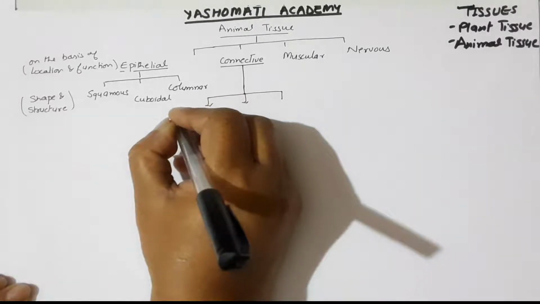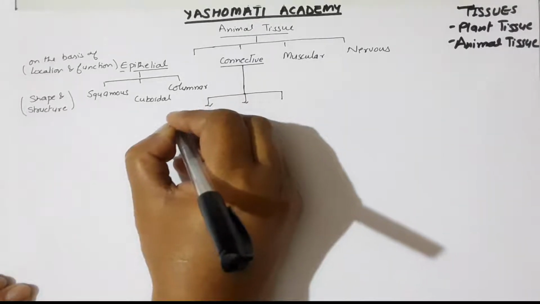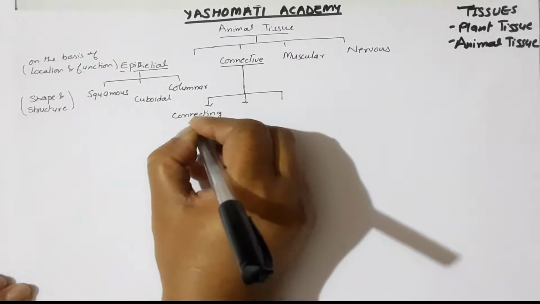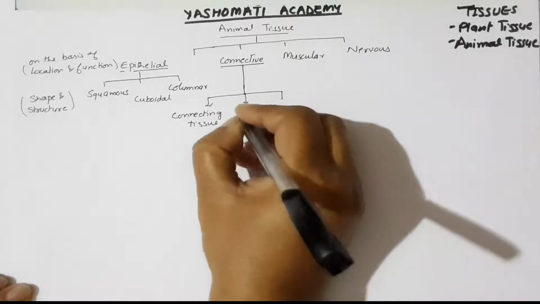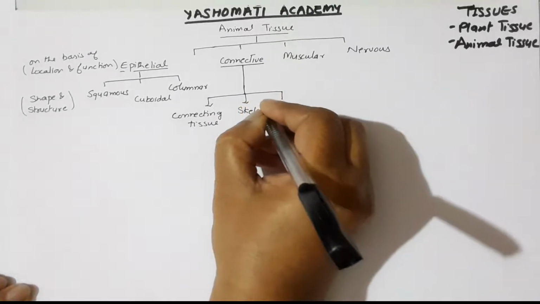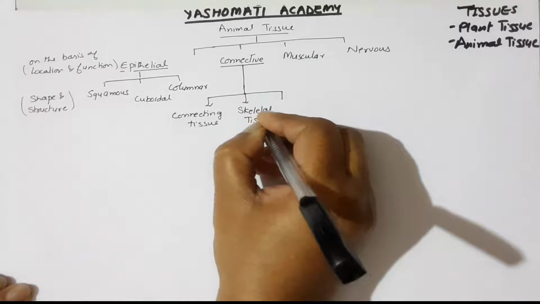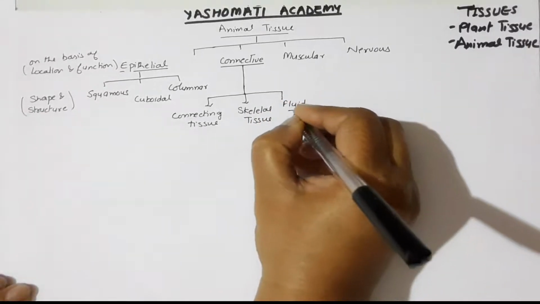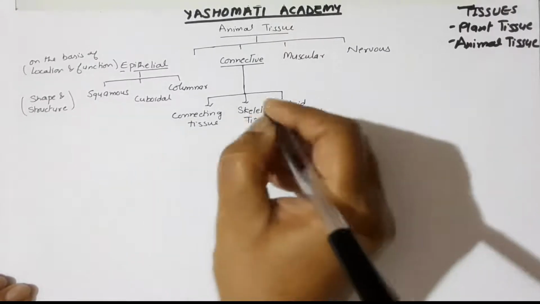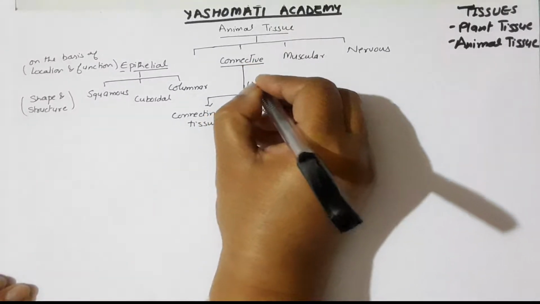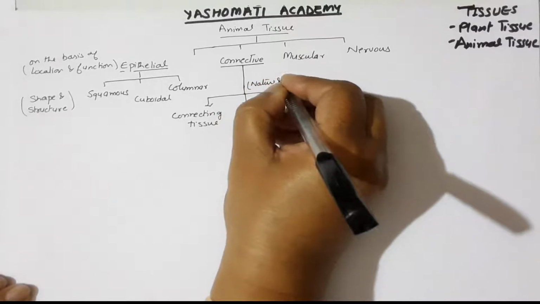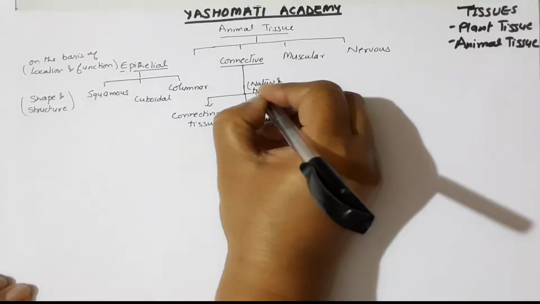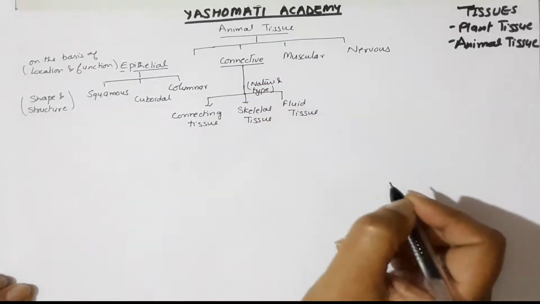That is connecting tissue, skeletal tissue and fluid tissue. Now this differentiation is on the basis of the nature and type of cells which are present in them.